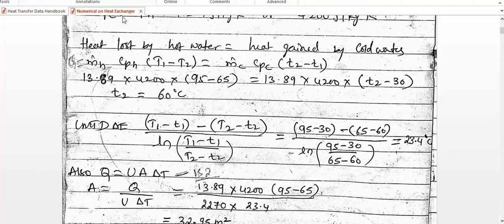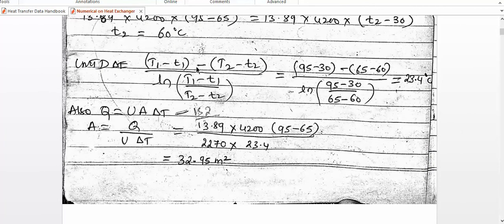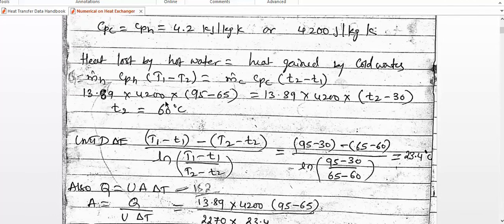So we write the expression here for LMTD, delta T LM. This is the expression for a parallel flow heat exchanger. So just substitute all the values. Be careful while substituting the values. Okay, you will get the delta T value as 23.4 degrees Celsius. Okay, so we know the value of delta T. So now we will go with the value of Q, right? Q is nothing but the heat lost by the hot fluid, which is equal to the heat gained by the cold fluid.